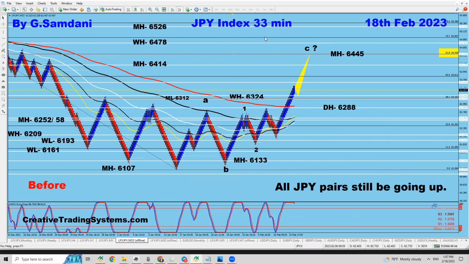This is, by the way, the 33-minute chart of the yen index, which I just showed you, and this is what it is doing. And this level here is 63. I forgot to write it down here. Forgot to write. Okay, let me see. This is not a picture. Okay, so let me just quickly write down here.